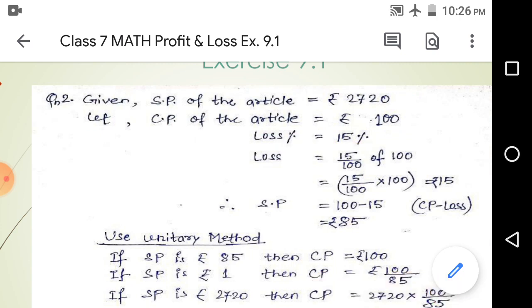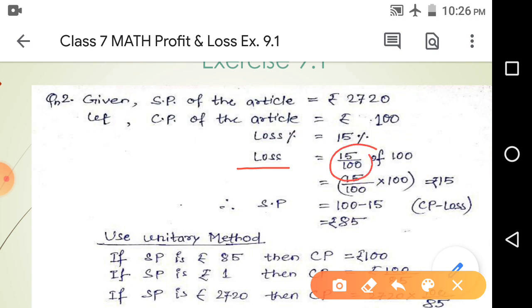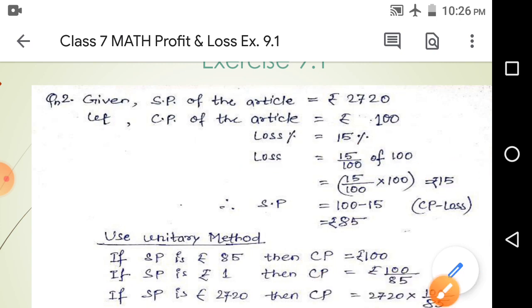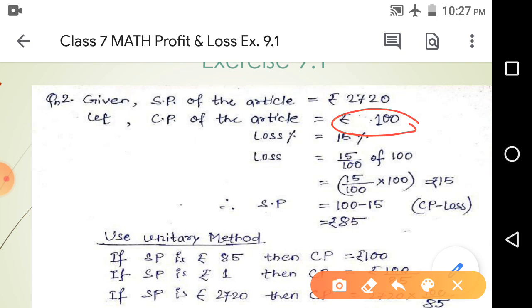So we will find the loss amount, that means the net loss is equal to 15%, that is 15 by 100 of the cost price 100. It is a simple calculation, so we will get rupees 15 as the loss amount. I am telling you, 15% is the loss percent, but the loss amount is rupees 15 when the assumed cost price is 100. For an assumed cost price of 100, the loss amount is 15.